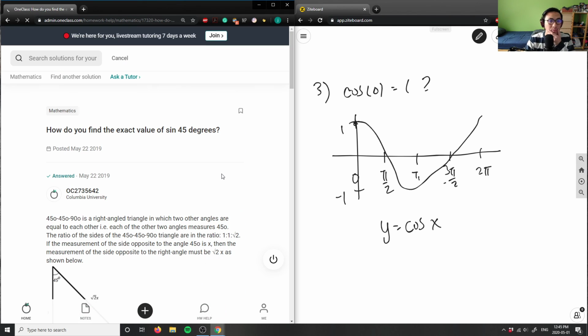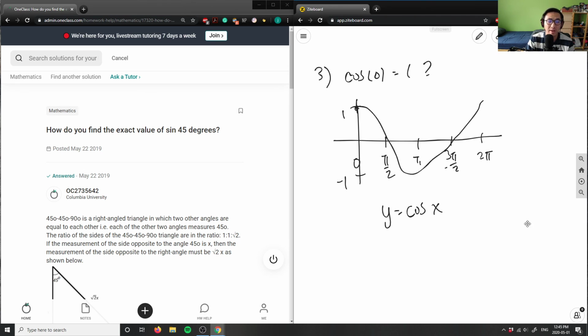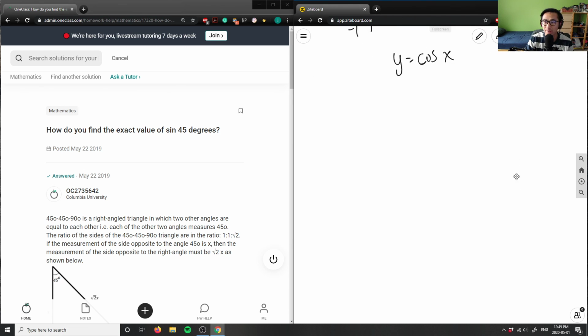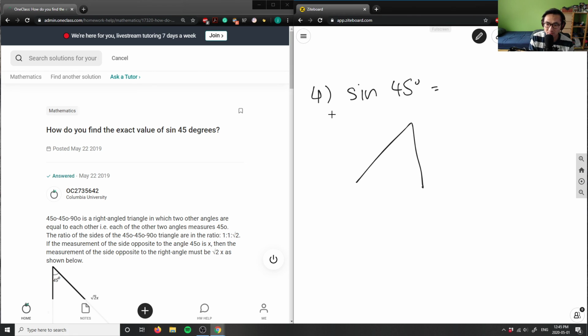Finally, I believe this will be my last question of the day. How do you find the exact value of sine 45 degrees? So sine 45 degrees is a special kind of triangle, right? I have two special triangles here. This one specifically, I'm using this triangle here, which has a 90 degrees here. This will be a 45, and this here is a 45 degrees, right?